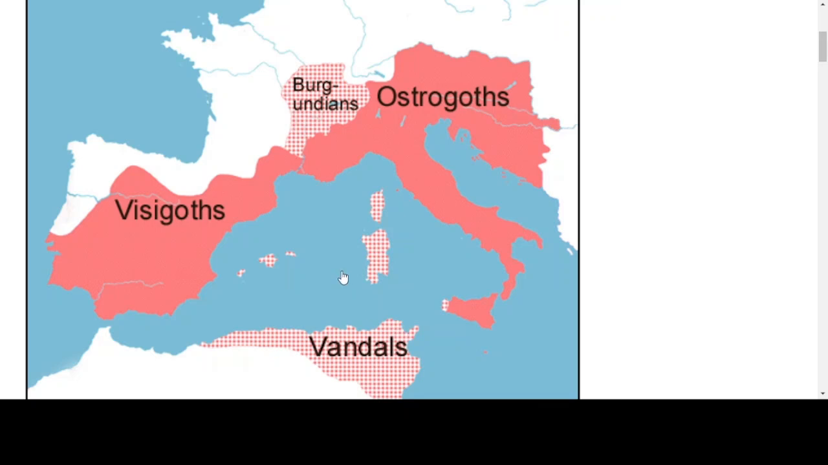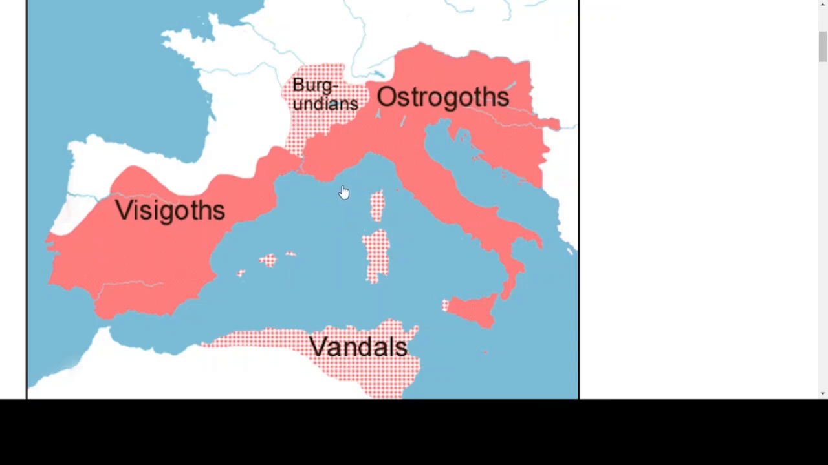So what we can see just from this map is that the Goths are going to have quite an influence on the history of Europe. 2 very powerful kingdoms. At this point, this is 523 AD. It's actually one king ruling over both kingdoms.